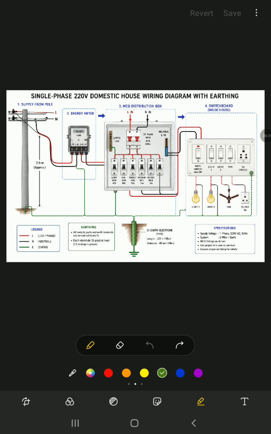So this was today's topic of single phase 220 volt domestic house wiring diagram with earthing. In the next video I'm going to bring three phase connections also.